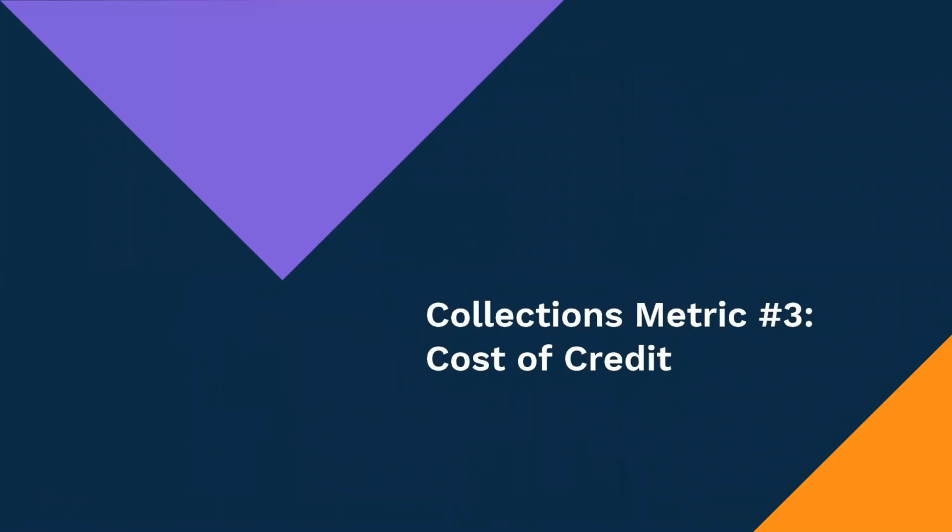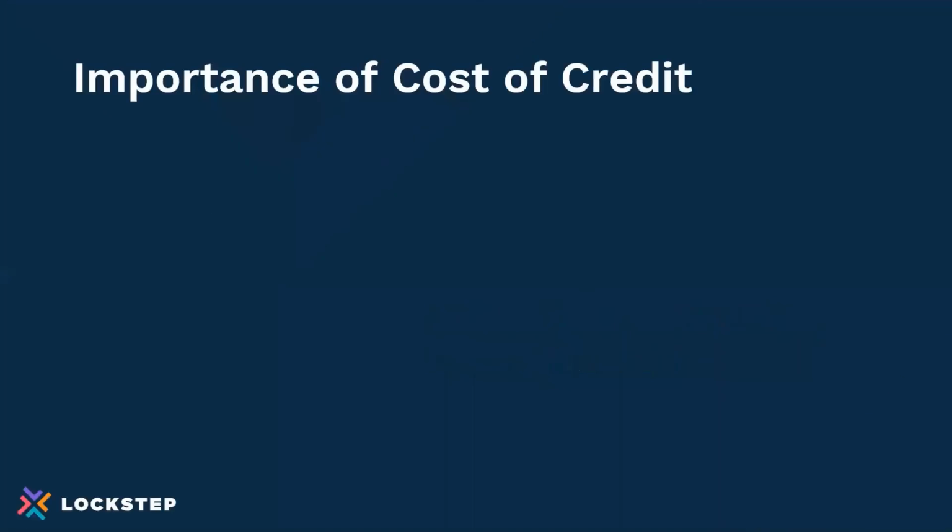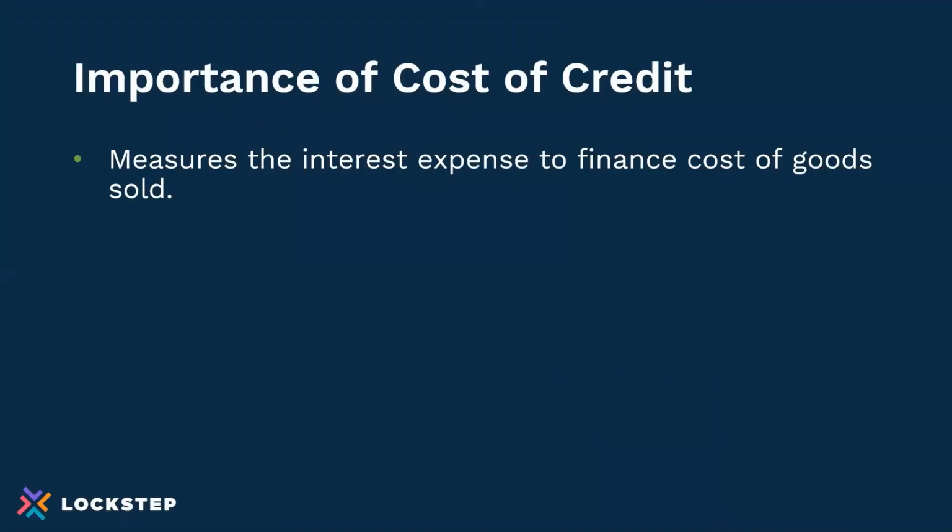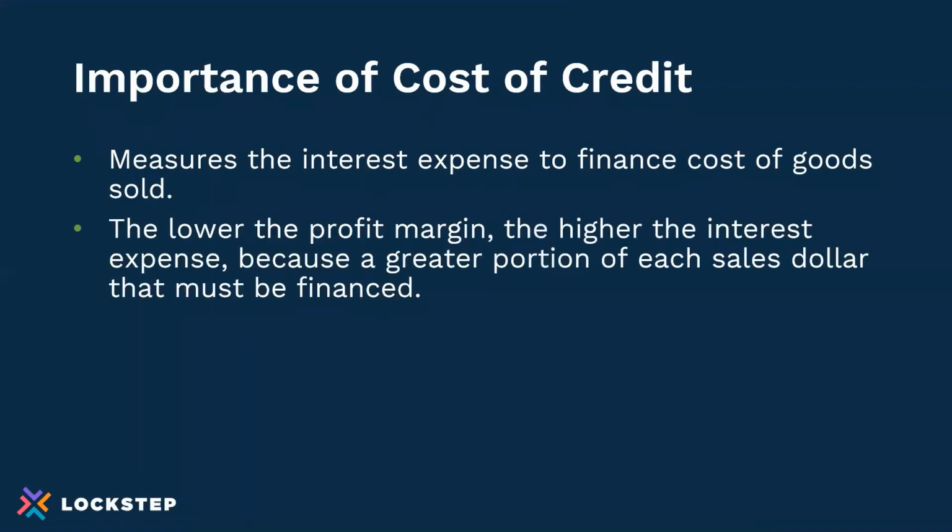Our third metric is the cost of credit. When you extend credit to your customers, you have to finance the cost of goods sold to them. That financing can be your own cash, or it could be a line of credit or another instrument with a financial institution. If a line of credit is used, the cost of that credit includes the interest charges on the amount financed. If cash is used, the cost of credit includes the lost interest on that cash. Depending on the profit margin for your product, that interest expense can be larger or smaller. So the lower your profit margin, the higher that interest expense.